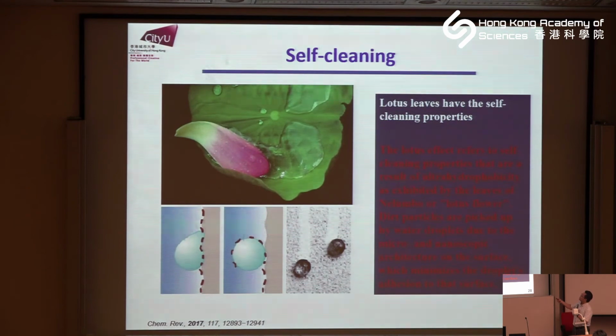So if you have dirt on the surface, and you can manipulate the surface to become hydrophobic, once a water droplet comes, maybe because of rain out there, it can roll off and clean the surface. Okay? And don't underestimate this effect, because the lotus effect is extremely useful.